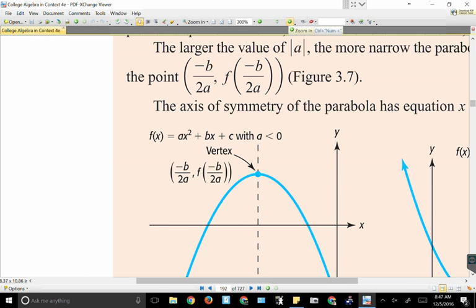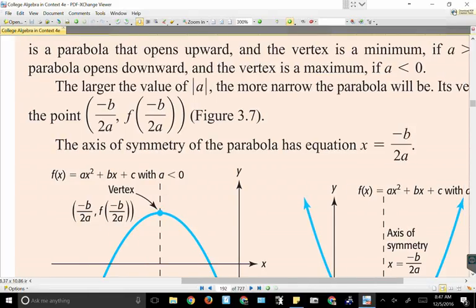Now, I want you to pay attention to this idea that I'm going to talk about for a bit. If I know what my equation is, I can find the vertex easily by putting in the value for b and a. That'll tell me exactly where I am on the x-axis. Now you're seeing this f of negative b over 2a. All that is telling you is whatever value you get here, you plug in here. It's all the same.